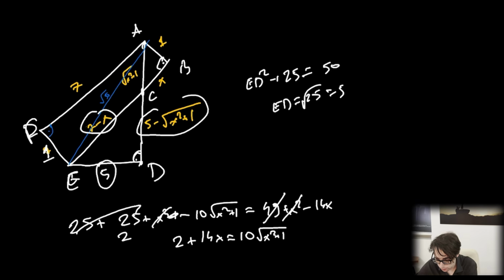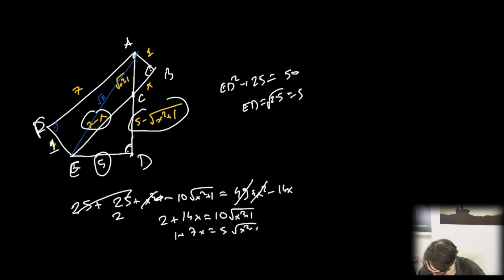What do we care about x? The area that we're looking for, ABC, is 1 times x. So that's why we care about it. For me, that's just very intuitive to begin with. And this means 1 plus 7x is equal to 5 square roots of x squared plus 1.